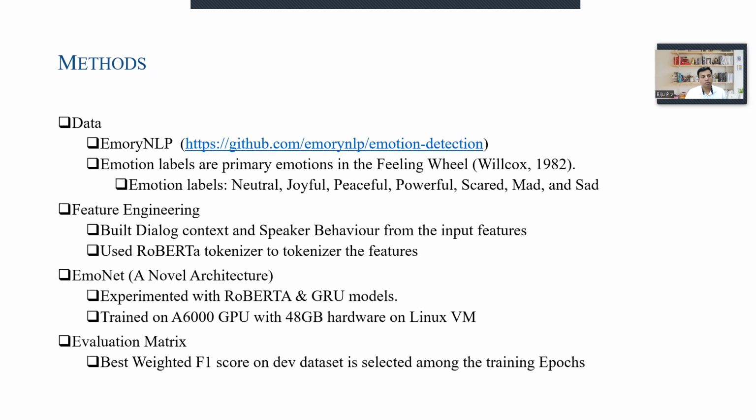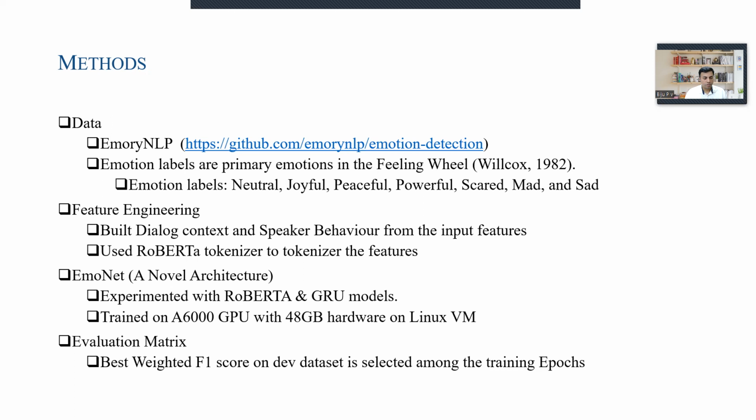And the method I followed is, first, to collect the state-of-the-art dataset, that is the emotion detection dataset from Emory NLP, from their GitHub. This is basically the textual conversation from the TV show. It is labeled with 7 labels based on emotions from the feeling wheel paper, and one additional emotion label, neutral.